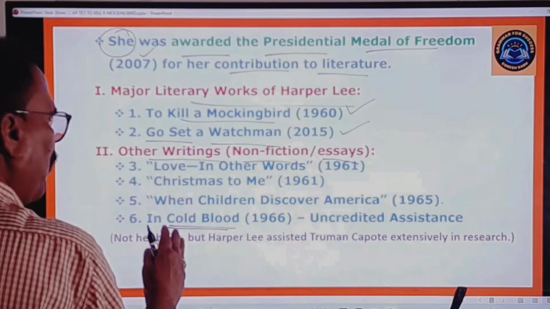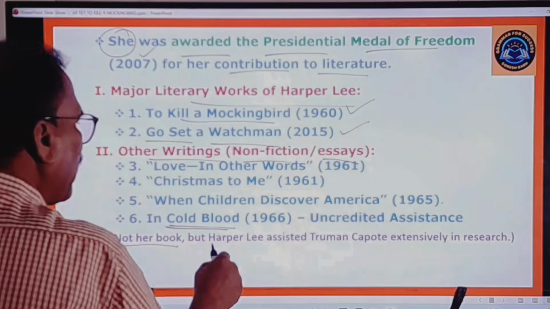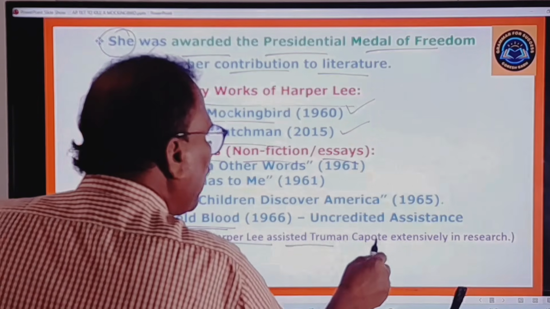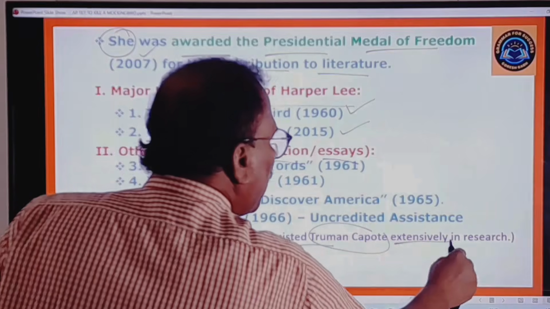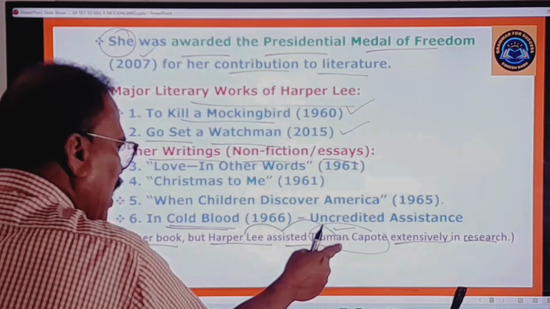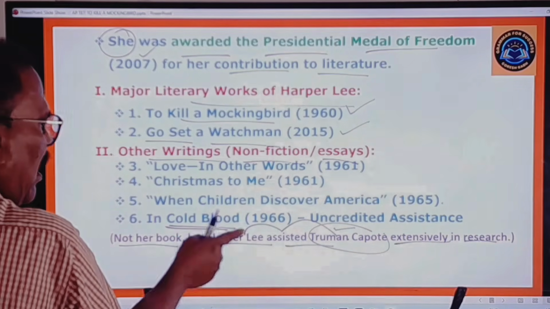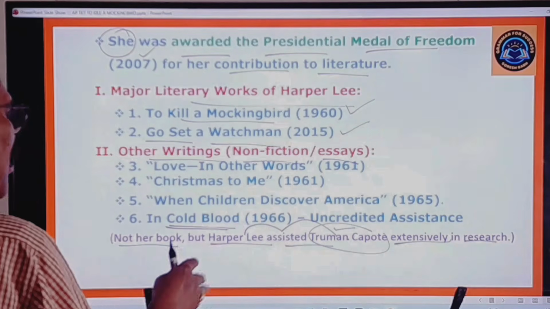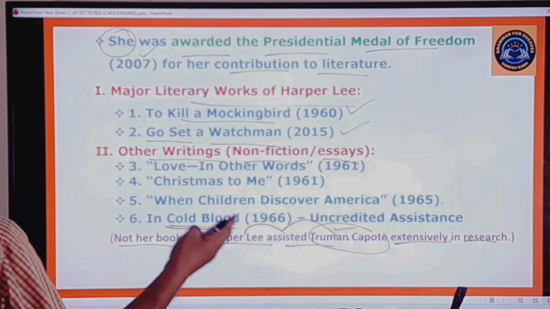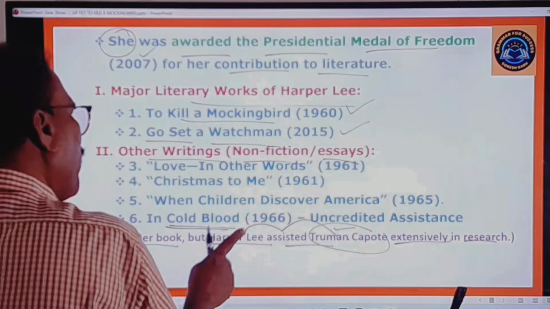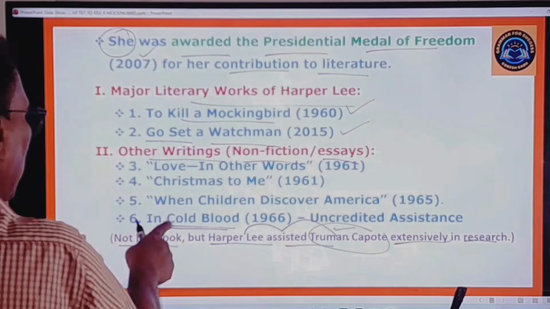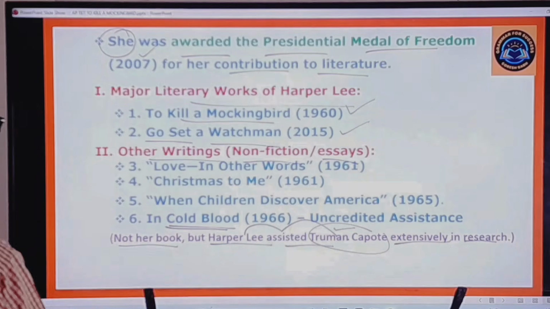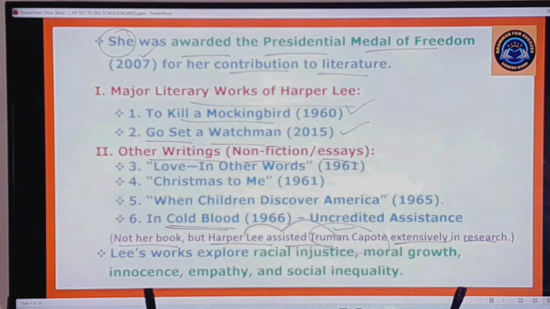It is not her own work, not her book, but Harper Lee assisted Truman Capote extensively in research. He is the actual writer of this book, and Harper Lee assisted him extensively, and therefore a little bit of credit will go even to Harper Lee also. So that is why this is also put here. And you go to the last point about this Harper Lee.